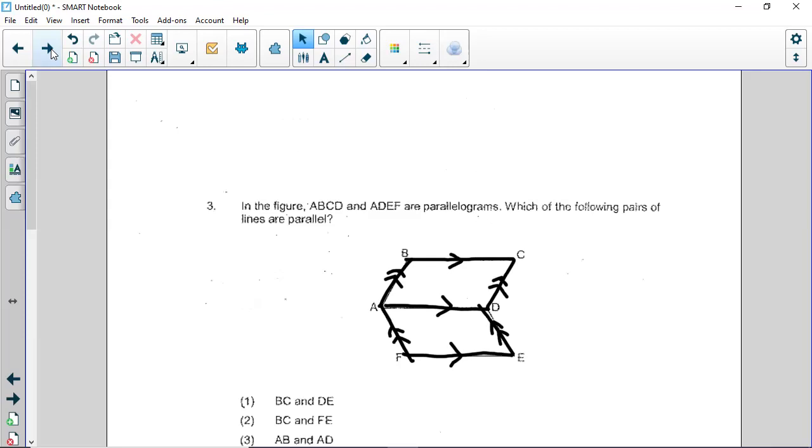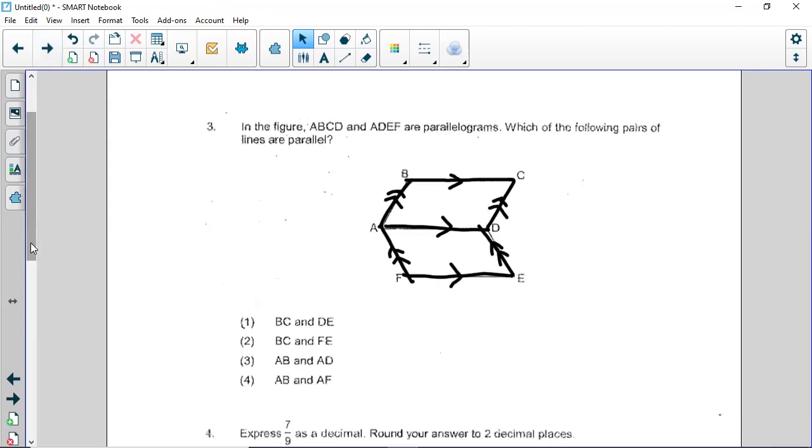So which of the following pairs of lines are parallel? B, C, and D, E. So do you think it's B, C, and D, E? B, C, and D, E, nope, they are not parallel, so that's wrong. How about your B, C, and F, E? So your B, C over here and your F, E over here. Yes, they are parallel. Okay, these 2 lines are parallel, so your answer is number 2.